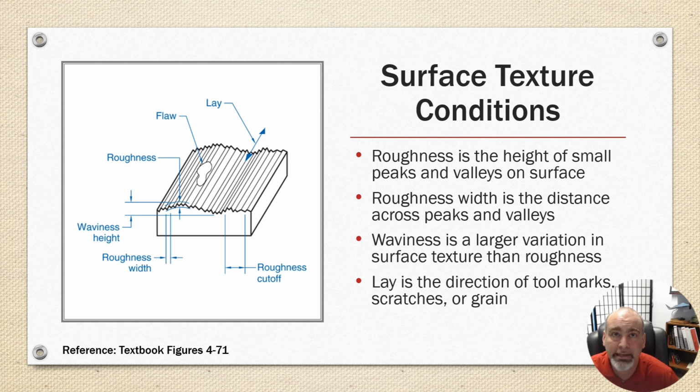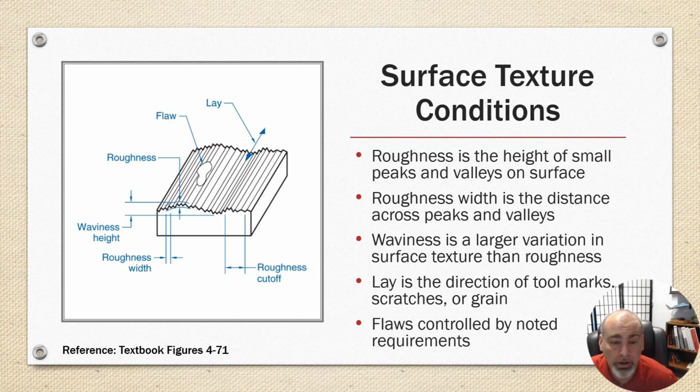And the term lay is the direction of the tool marks, scratches, or grain, desired if you want to define them. For example, if you have a circular lay, that typically requires them to turn the part on a lathe as opposed to a linear lay pattern, which would allow milling marks. And flaws are controlled by noted requirements. So I have worked some places where they were trying to control perceived flaws using lay marks because they wanted a consistent aesthetic look of the part.